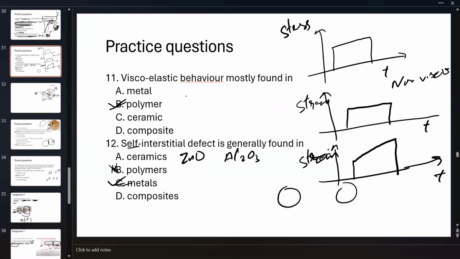Viscoelastic behavior is mostly found in polymers because there you have these polymeric chains which can slide past each other. As you're applying stress on the sample, all these polymeric chains are weakly bonded to each other, and over time they slip past each other. Even if you're maintaining the stress, the length slowly keeps increasing. This only happens with polymeric material, where you have weakly bonded chains which can slide past each other.